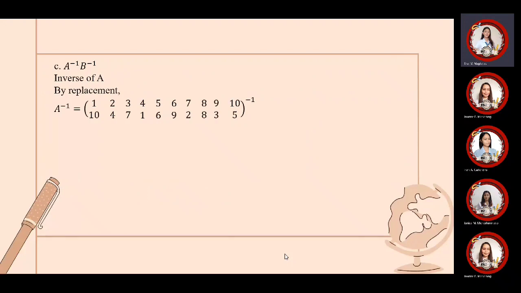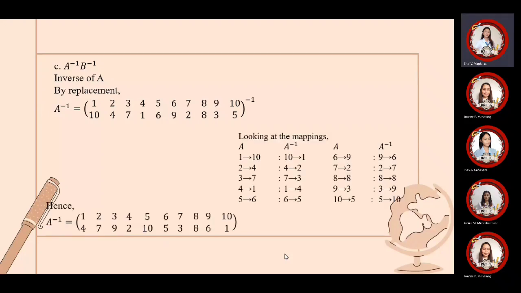For C, inverse of A, inverse of B. So inverse of A by replacement. By looking at the mappings, the two-line notation is 1 maps to 4, 2 maps to 7, 3 maps to 9, 4 maps to 2, 5 maps to 10, 6 maps to 5, 7 maps to 3, 8 maps to 8, 9 maps to 6, and 10 maps to 1.